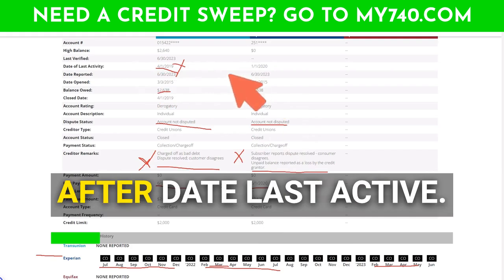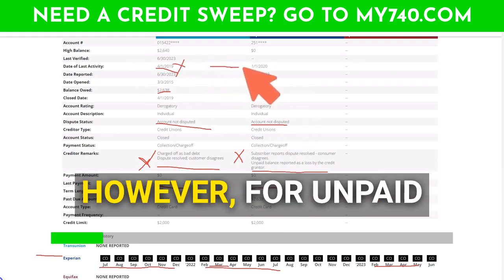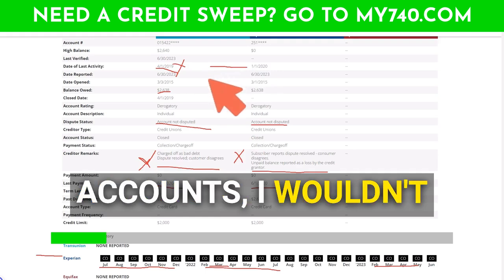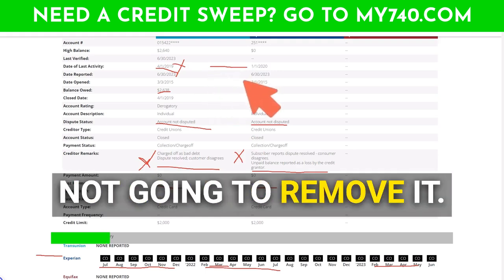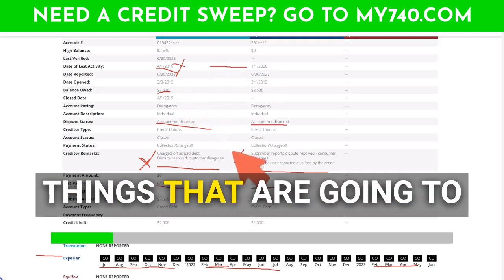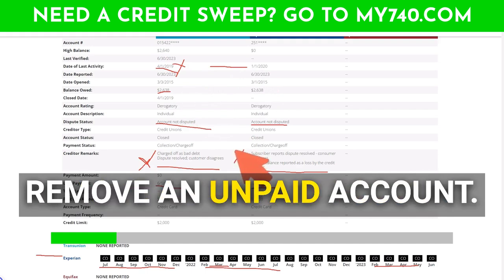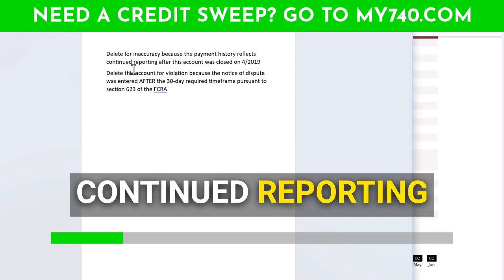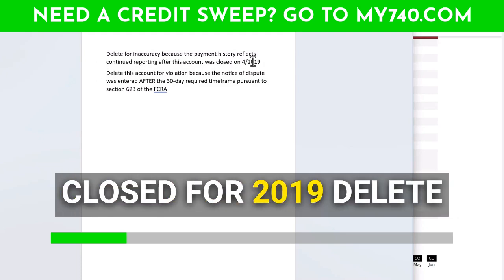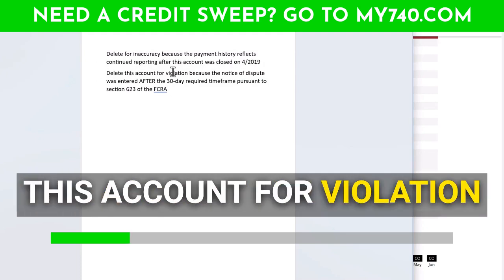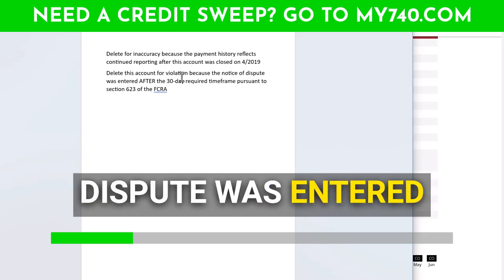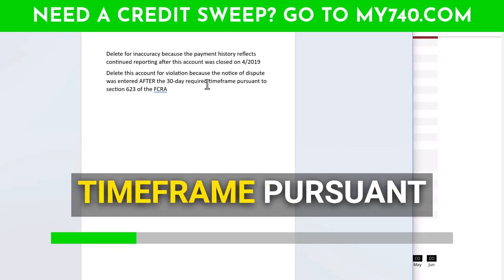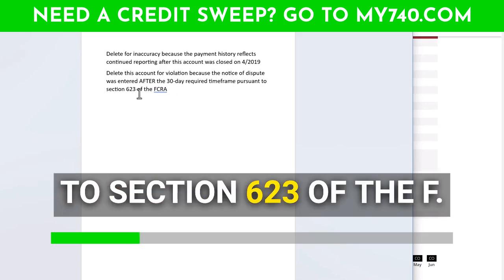And now you can go after date last active. However, for unpaid accounts, I wouldn't, because 9 times out of 10, it's not going to remove it. And we're going after things that are going to remove an unpaid account. Delete for inaccuracy because the payment history reflects continued reporting after this account was closed in 2019. Delete this account for violation because the notice of dispute was entered after the 30-day required time frame pursuant to section 623 of the FCRA.